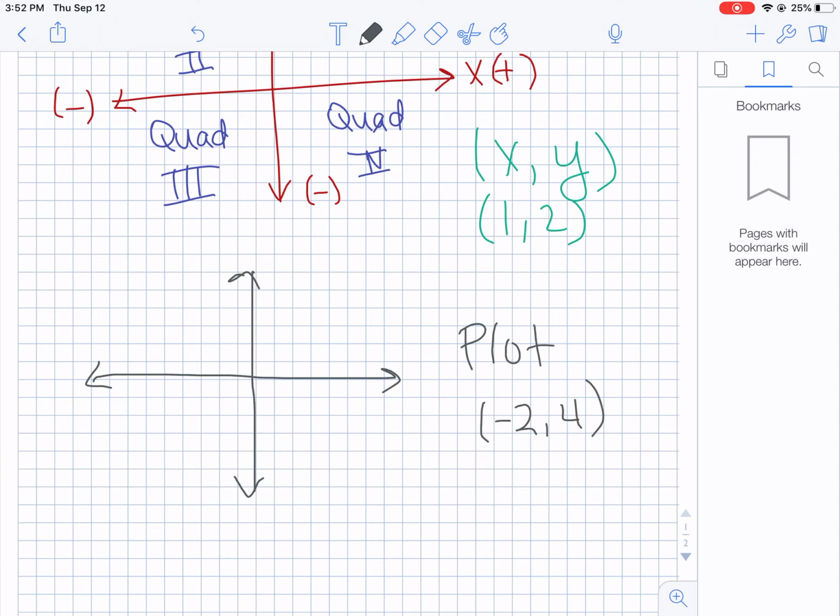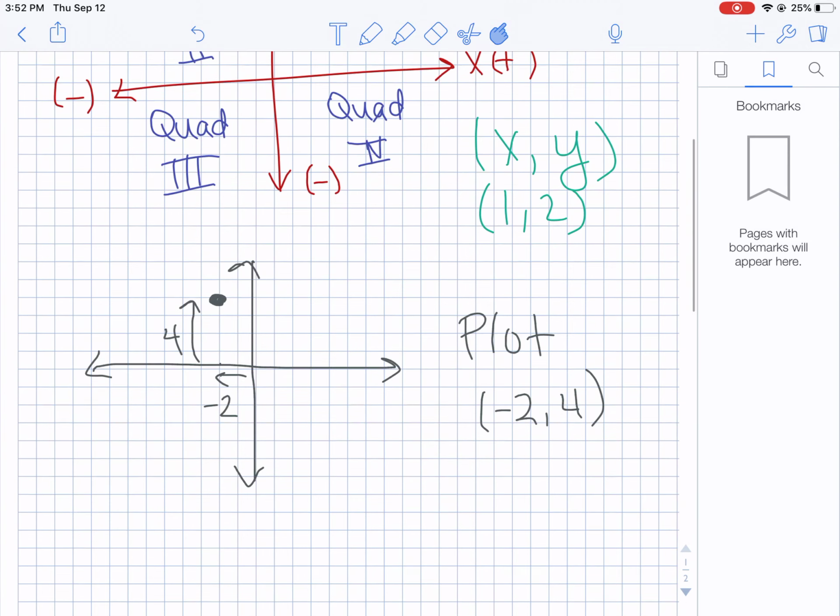I'm going to go through this really quickly because I figure you guys know how to plot points pretty quickly. So negative 2, you're going to go 2 on the X, so 2 this direction. And then you're going to go up 4, so 1, 2, 3, 4, and you're going to put a dot. Okay, so we went over negative 2, and then we went up 4 to put our dot there. Okay, and then that's the point. That's pretty much it. I mean, that's the system.